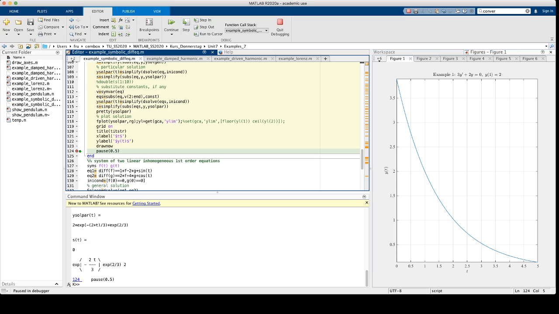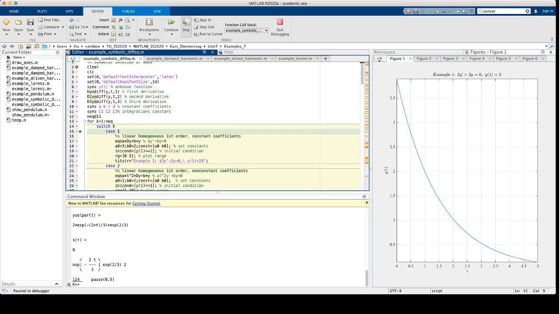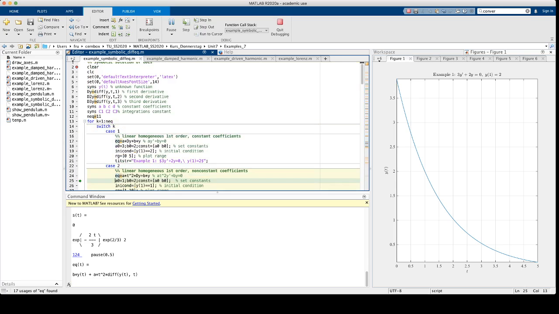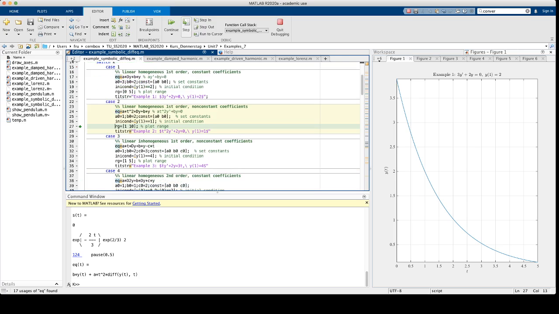Right, so let's step through the next examples. So the definition of example 2 looks like this. It's a linear homogeneous first order equation with non-constant coefficients. It reads a t squared times y prime plus b y equals 0. And the constants a and b will be substituted by 1 and 2.